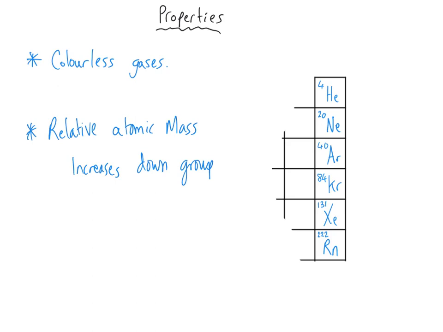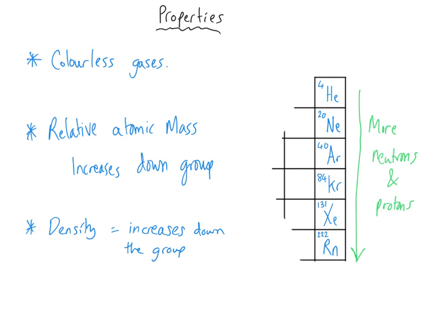Each atom, as we go down, gets more neutrons and more protons, and it's the neutrons and protons that give atoms their mass. So as we go down the group, more neutrons and more protons. Another property that increases as we go down the group is the density.